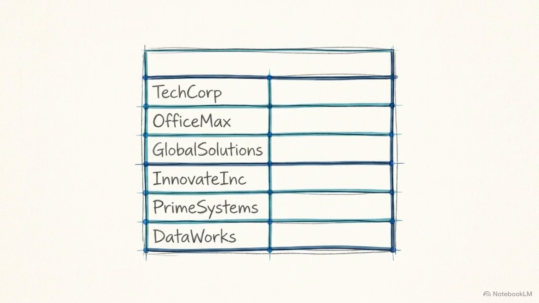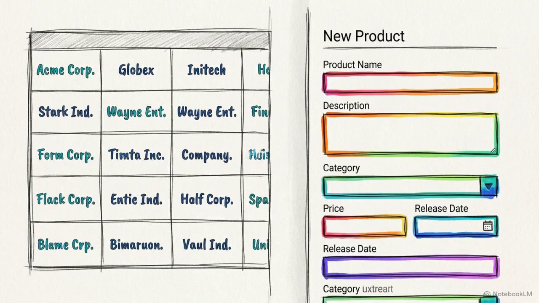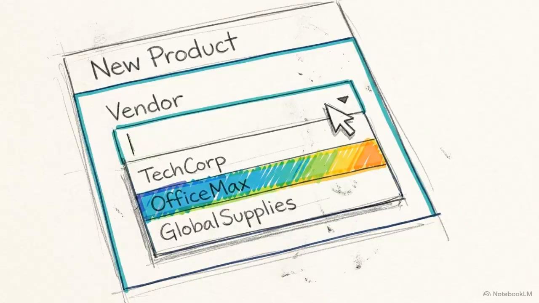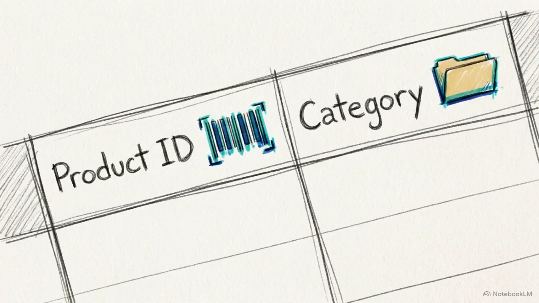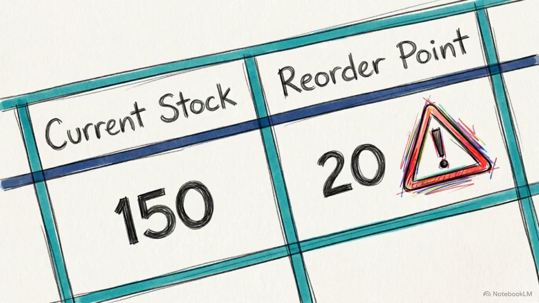By keeping vendor details isolated in this single origin list, we guarantee that when an app user creates a new product, they select an existing vendor instead of typing in a duplicate or misspelled name. Now that the vendors exist, we move to the second tier, the master products list. This represents our actual inventory. Here, each row is a unique item. We establish columns for the product ID, the category, the current stock available, and a reorder point, which is the minimum stock level that will trigger a warning.